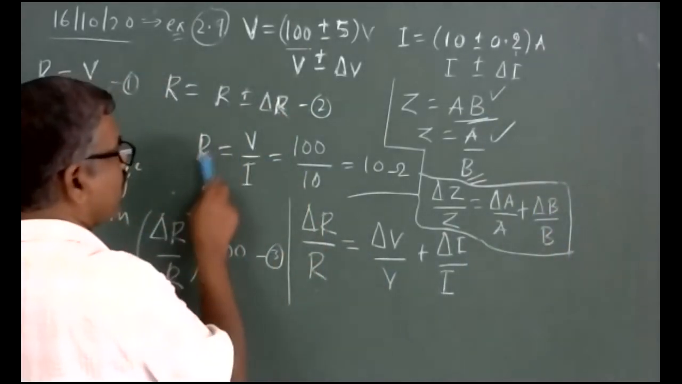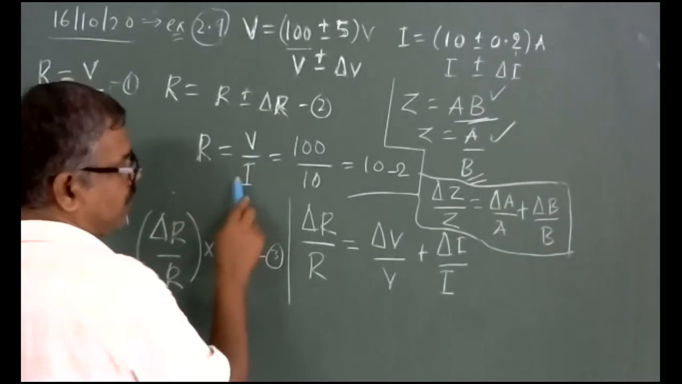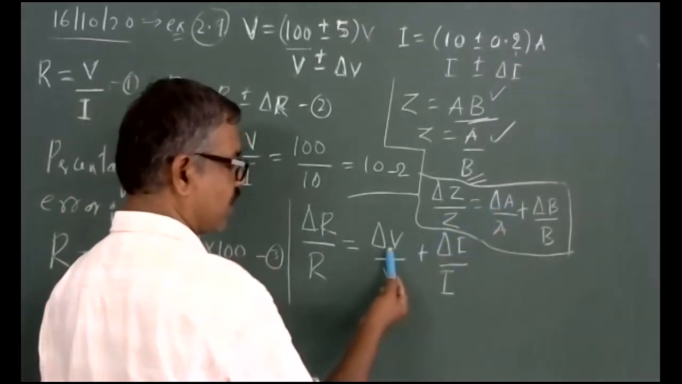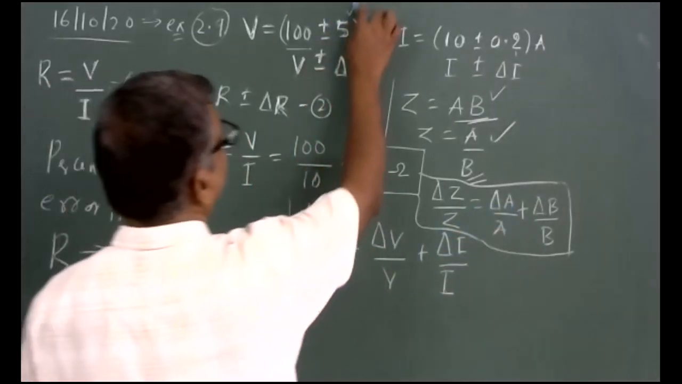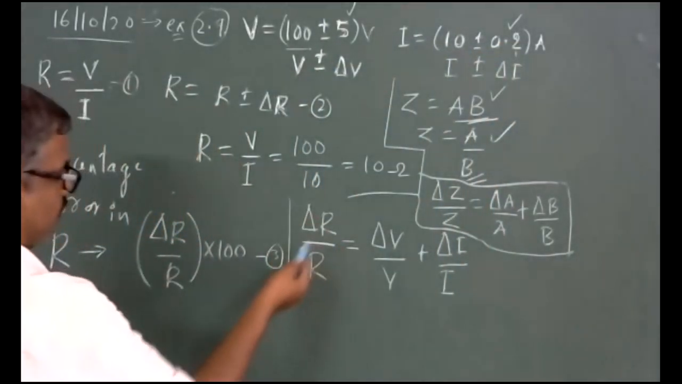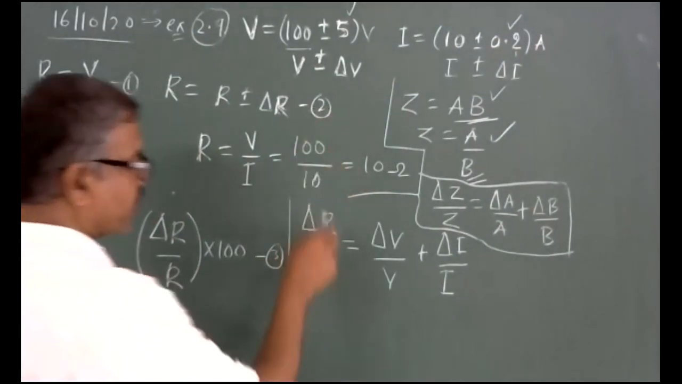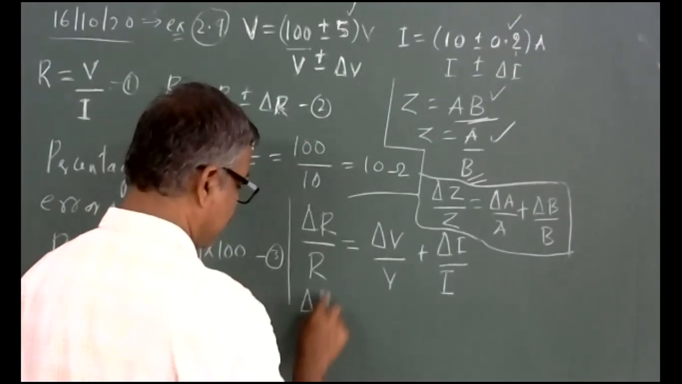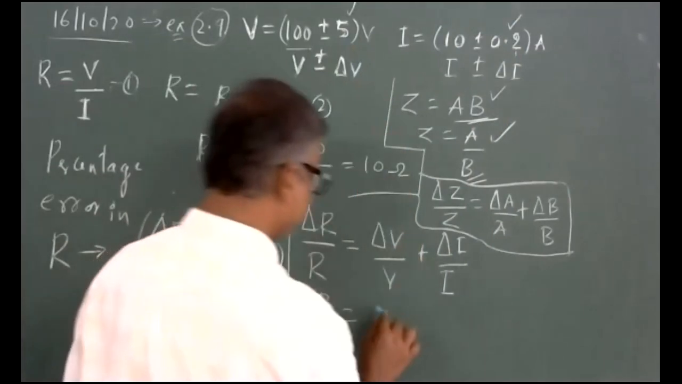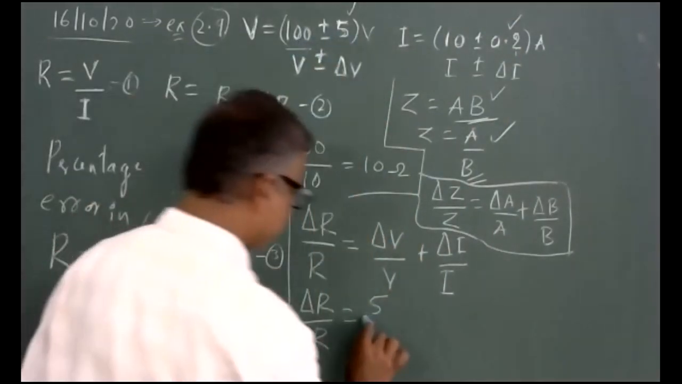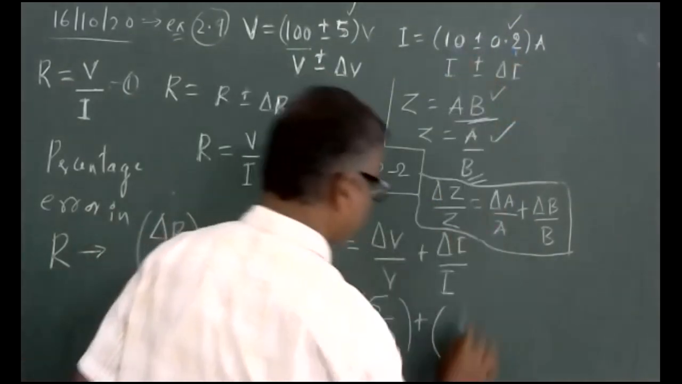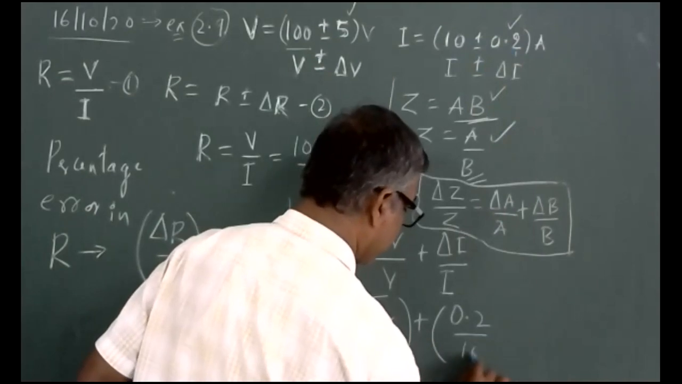Now I'm using R equal to V by I. It is the Z equal to A by B formula. So delta Z by Z means delta R by R equals delta V by V plus delta I by I. Delta V, delta I and V are available. I need to calculate delta R. R is already known, R is equal to 10 ohm. Let me write this formula as it is: delta R by R. Delta V is 5 volt, so 5 by 100 plus 0.2 upon 10, 0.2 by 10.